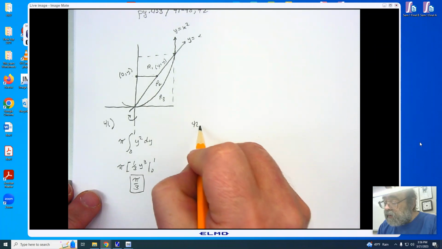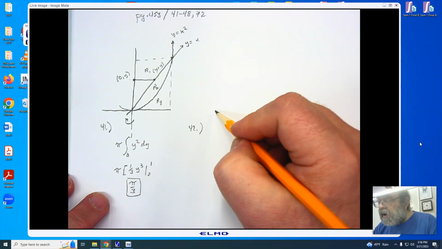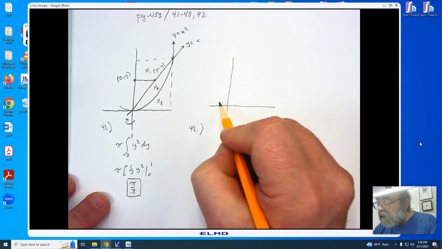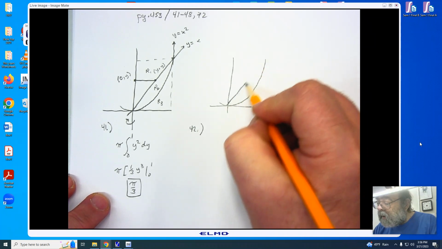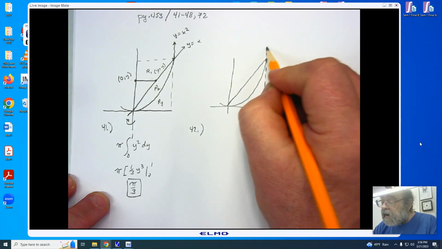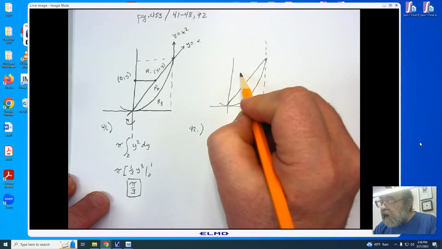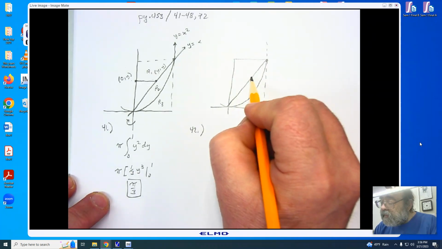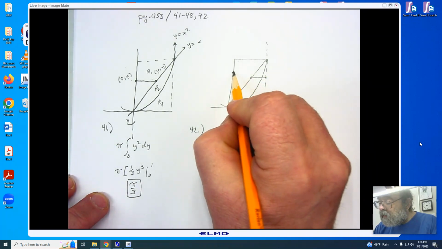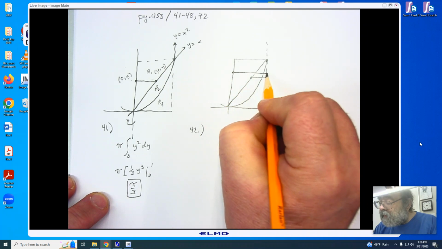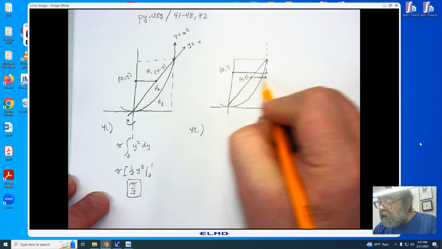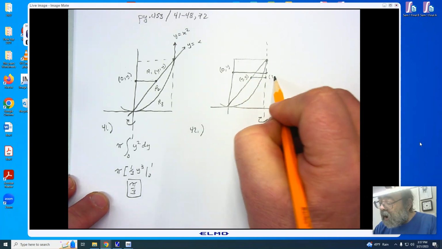When I go to number 42, we're now looking at revolving it around the line x equals 1. So I'm going to redraw my graph. And I'm revolving around x equals 1. That's this axis right here. Once again, we're looking at this region, which means I have my upper minus lower, or in this case, right minus left. This point, once again, is 0 comma y. This point is y comma y. And this point right here is 1 comma y.